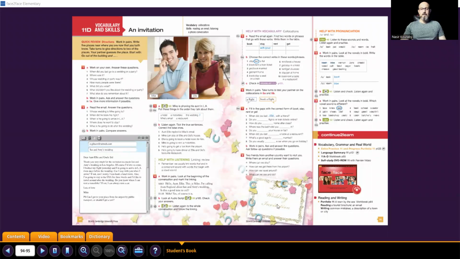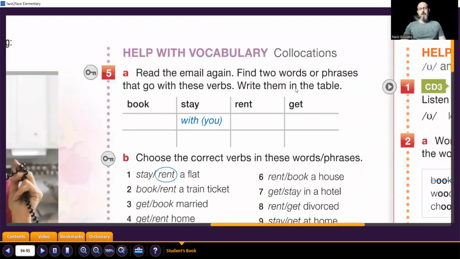Okay, guys, so now we'll move to exercise number 5. In this exercise, we'll talk about collocations. Here's the word. Okay, this is the word collocations. Collocations means the words that usually come together.